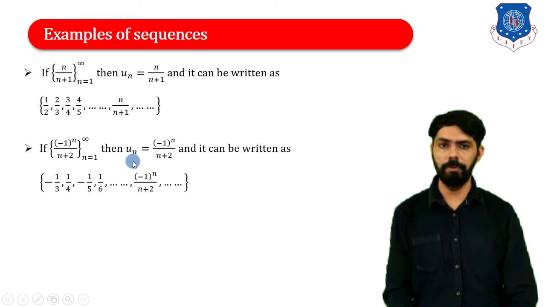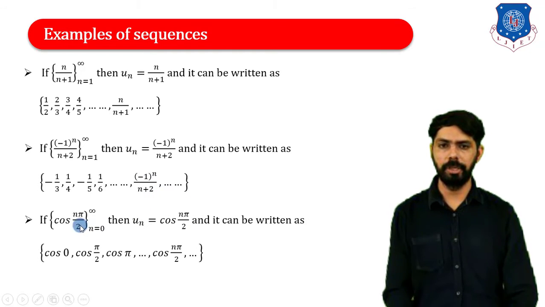Then for the fourth term, we put n equal to 4 in un. So it will be (minus 1) raised to 4 divided by 4 plus 2. So it will be 1 divided by 6, and so on, and the nth term will be (minus 1) raised to n divided by n plus 2, and so on.